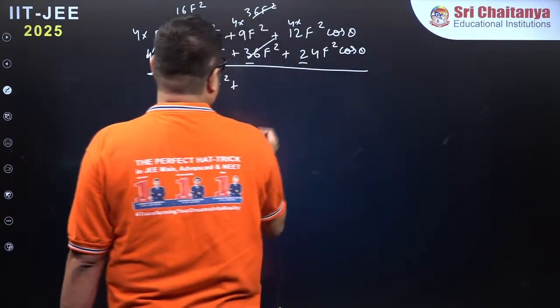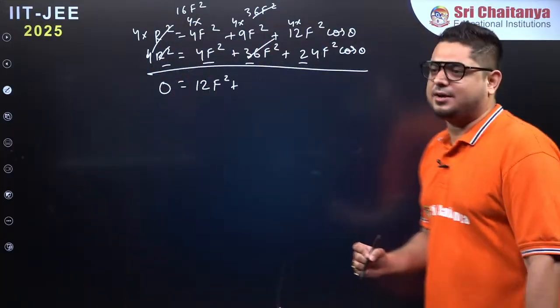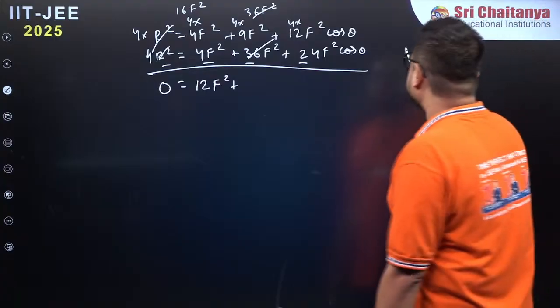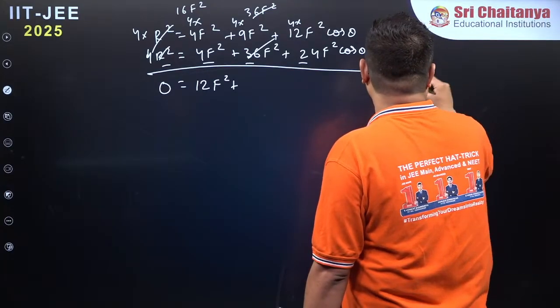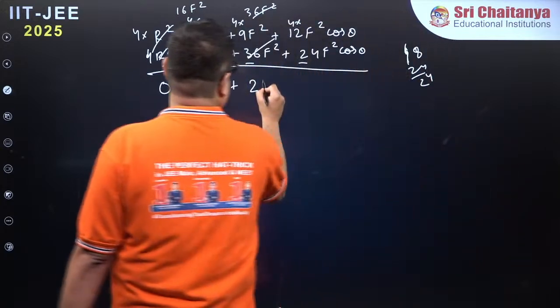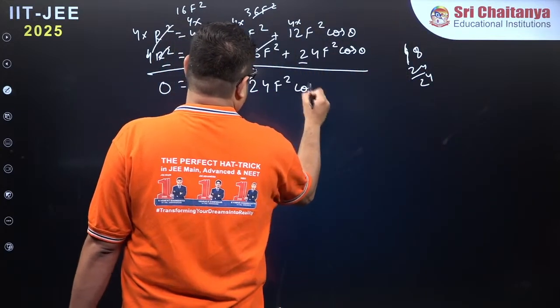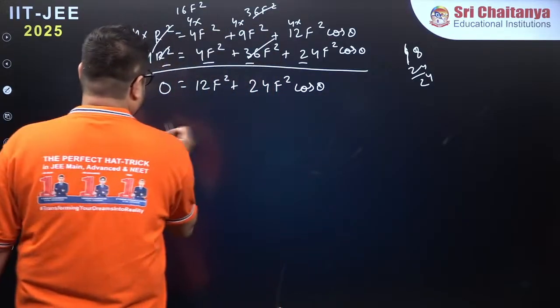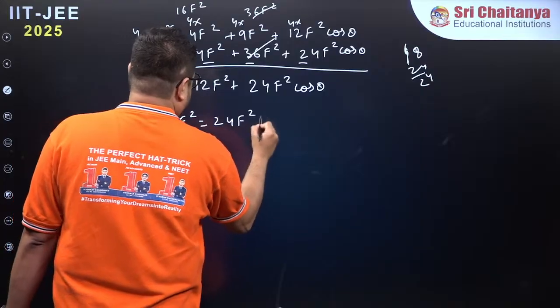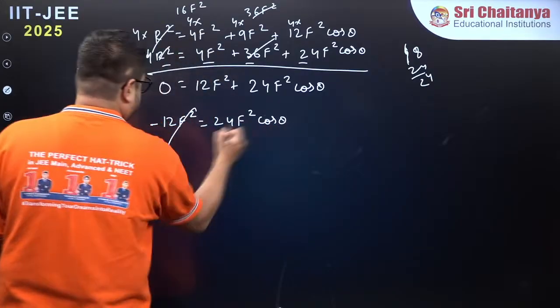48 minus 24. What is 48 minus 24, everyone? What do you think? What will I be getting? 24 itself, isn't it? So that is going to be 24f square cosine of theta I will be having, isn't it? So now this becomes minus 12f square over here, and over here I will be having 24f square cosine of theta. F square gets cancelled out.